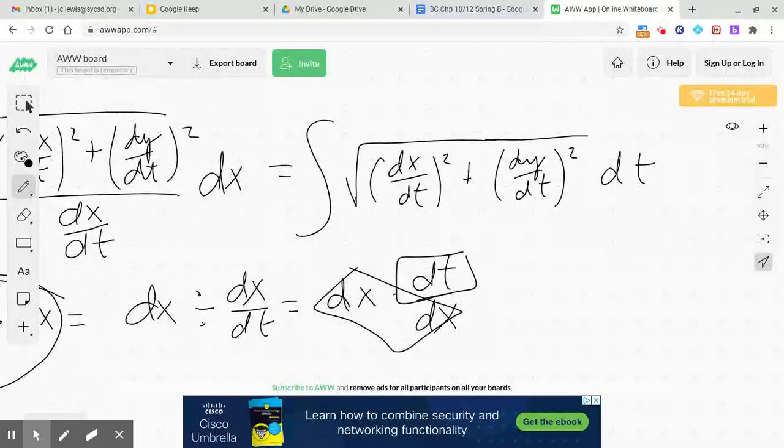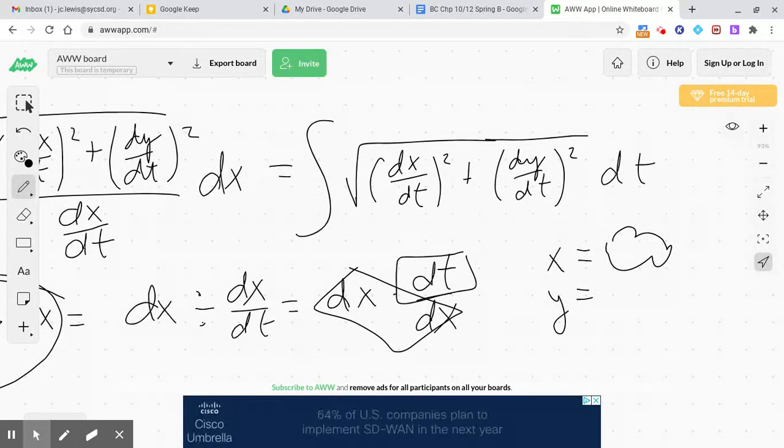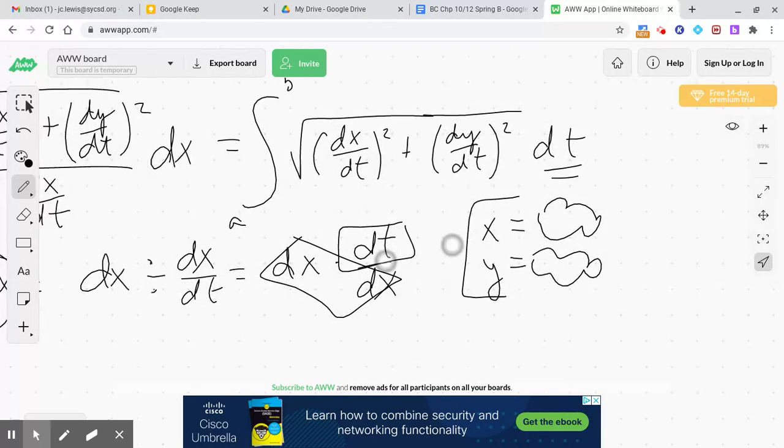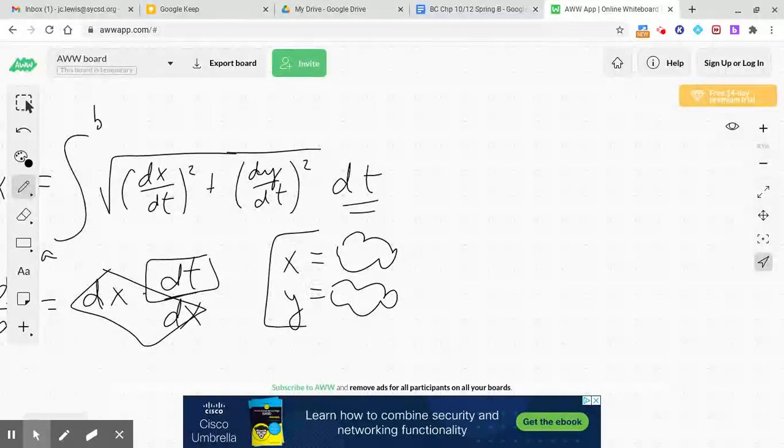I have my arc length formula. If I'm given some x equals, y equals parametric curve combo here, I can find dx/dt and dy/dt and use this formula from a to b, in terms of time, to find the arc length of a curve. This is really simple to do. We'll keep this on screen, flip our colors, and go to another example.